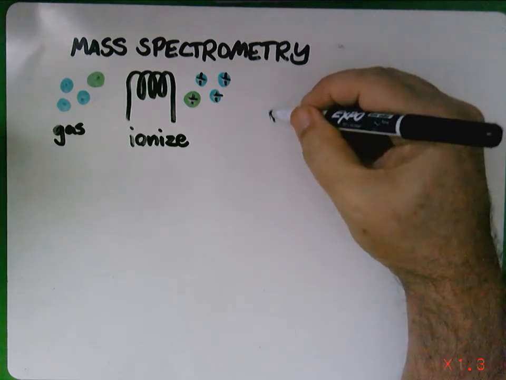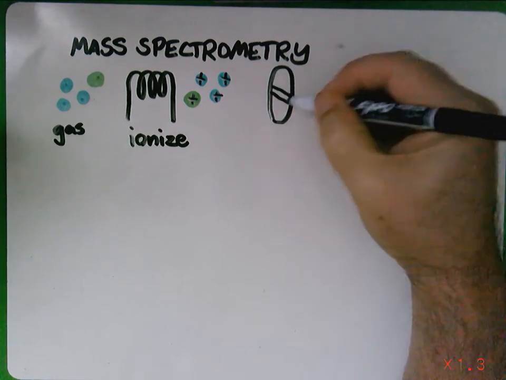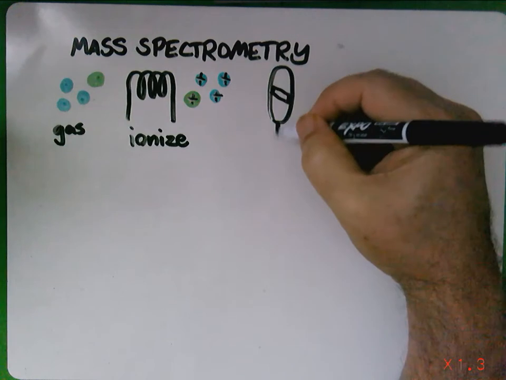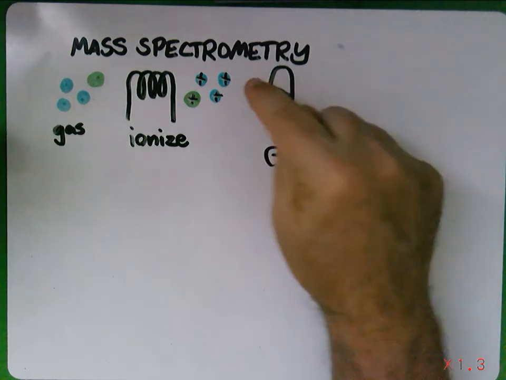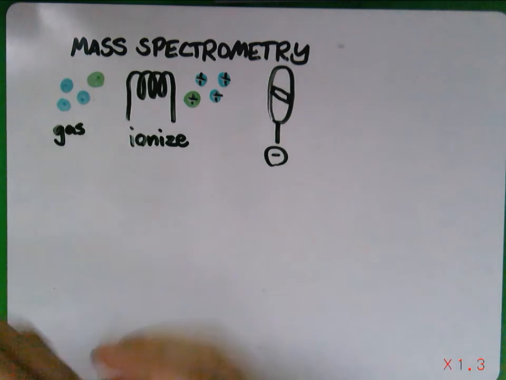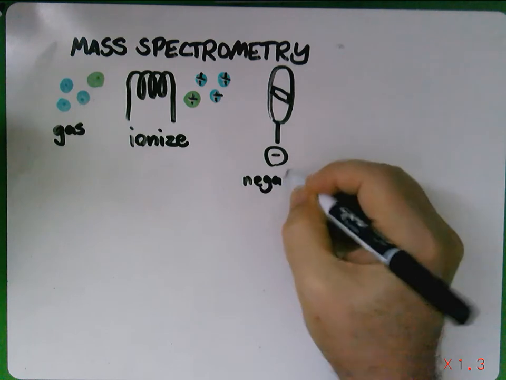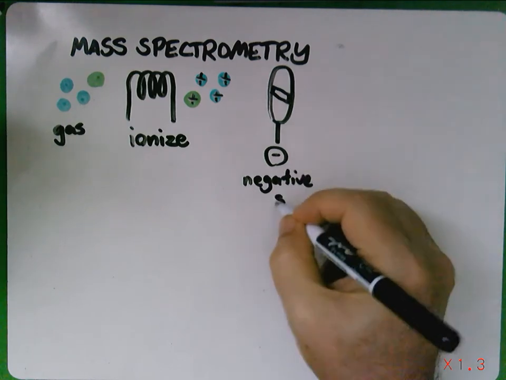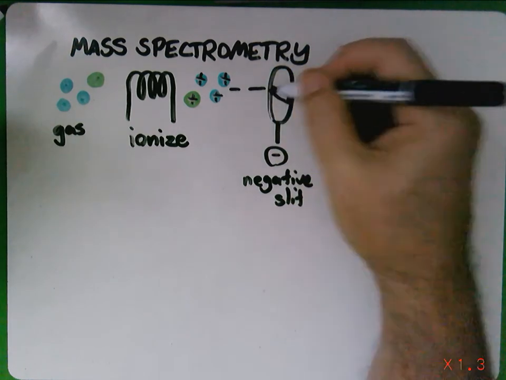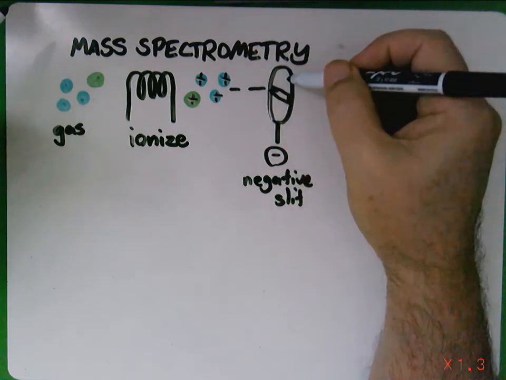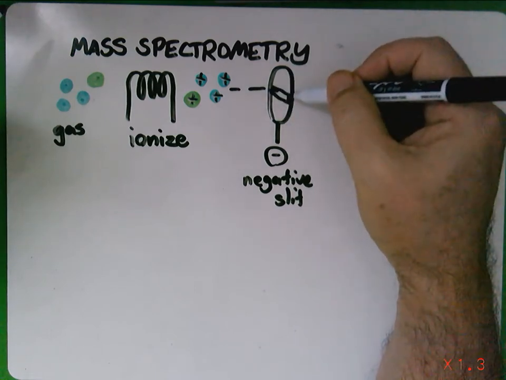So we're going to have a plate here, and it's going to have a narrow slit cut in it, and it's going to have a negative charge on it. Now when these positive ions see that negatively charged slit, they're going to accelerate towards it. And some of them are going to hit the outside of the slit, and that's the end of their journey. But some of them are going to squeeze through the slit.